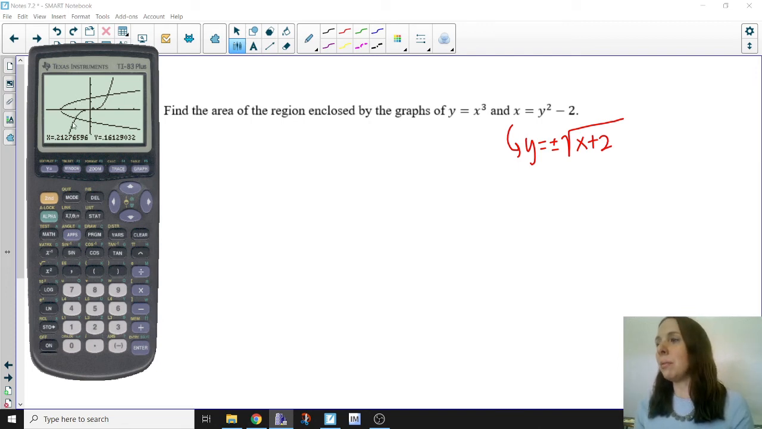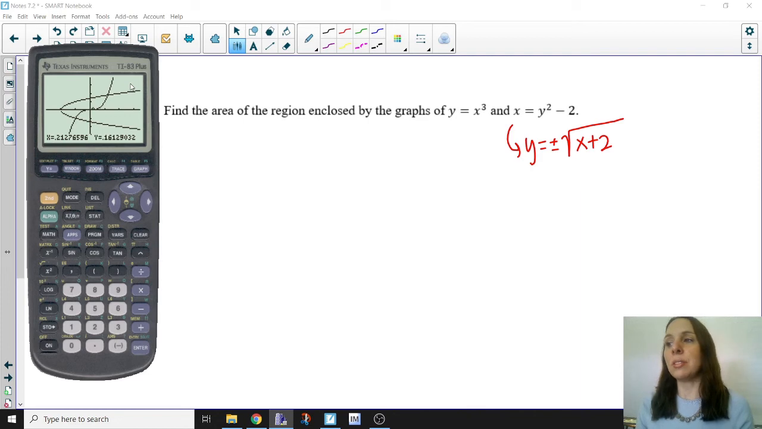From, I don't know if that's -1, I think that's -1 to 2, I believe that is. Yes, the positive root is above the cubed graph, and so doing upper minus lower will work. But in this little region over here, there's this weird thing happening where the positive root is upper and the negative root is lower. So you would have to actually set up 2 integrals to get the area.